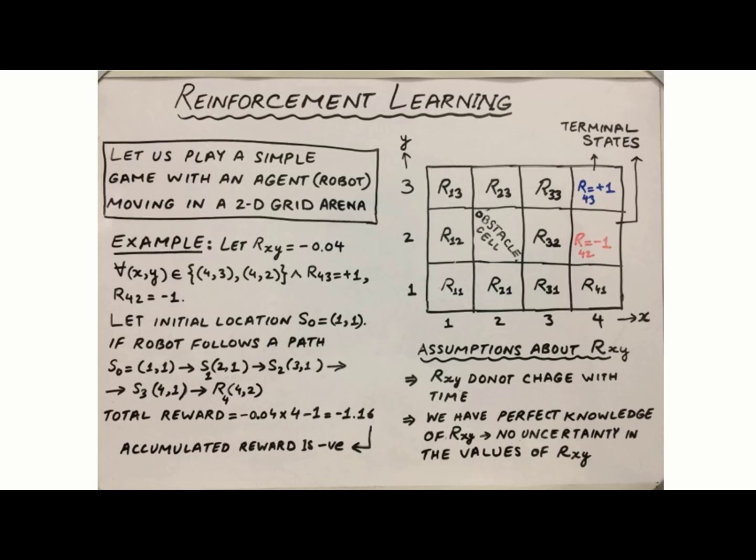However, if the robot follows a different path starting in the same initial state as before, but the path is different, so it goes 1, 1, 2, 1, 3, 1, 4, 1 and ends up in 4, 2. So the path would be this. Now in this case it goes through 4 grid cells where it is going to earn minus 0.04 reward, and the reward in the terminal state is minus 1, so the accumulated reward is minus 1.16, which is negative in this case.